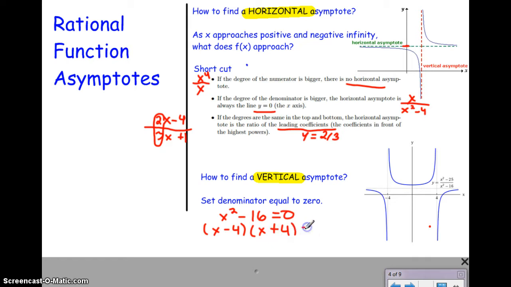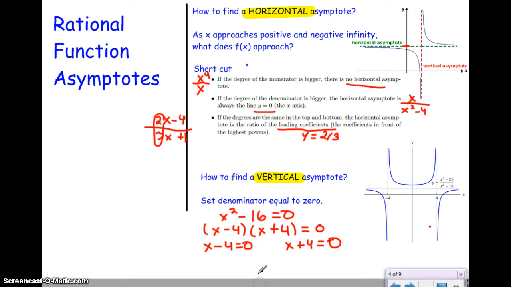So if I set each factor equal to 0, that means I'll have x minus 4 equals 0 and x plus 4 equals 0. You guys already know what the answer is going to be, I'm sure. So we are going to wind up with x equals positive 4 and x equals negative 4.